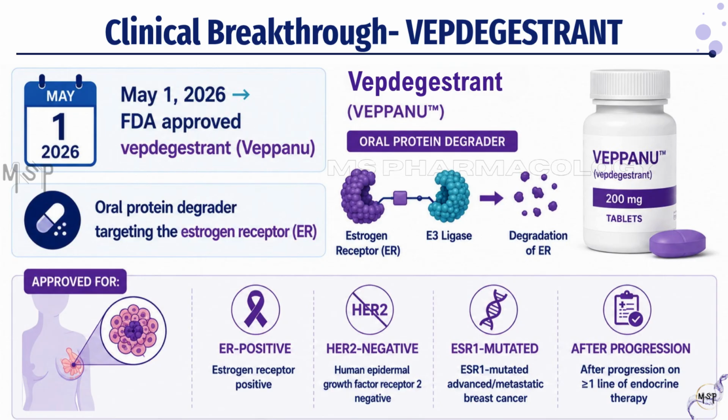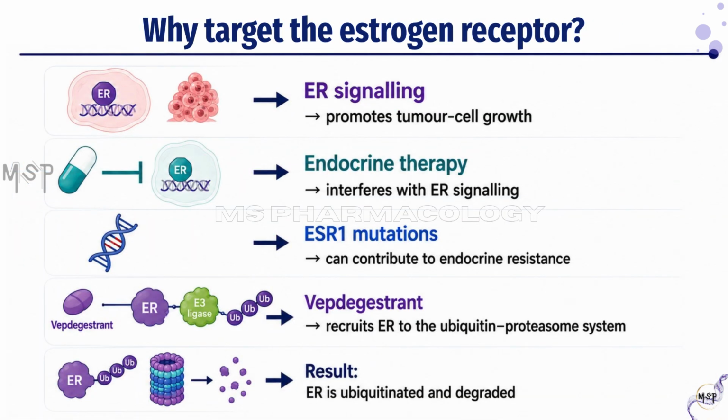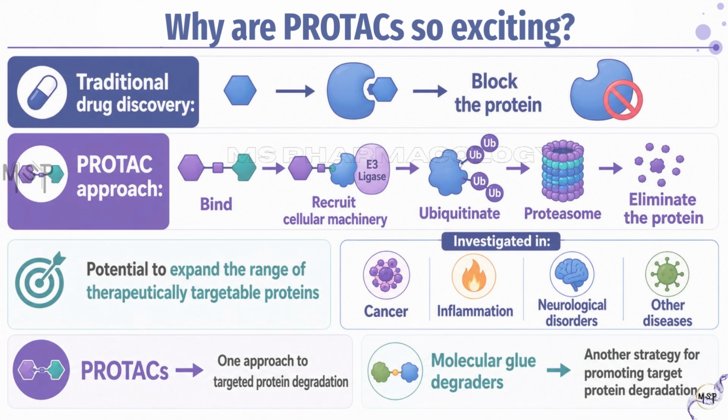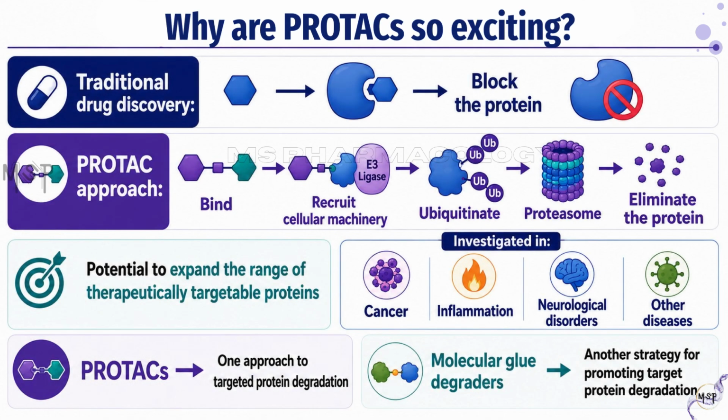Why target the estrogen receptor? In ER-positive breast cancer, estrogen receptor signaling can promote tumor cell growth. Endocrine therapies attempt to interfere with this signaling. However, resistance can develop. One important mechanism involves ESR1 mutations, which can contribute to resistance to endocrine therapy. Vepdegestrant takes a different approach. Instead of simply blocking the estrogen receptor, it is designed to recruit the receptor to the ubiquitin proteasome system and promote its degradation.